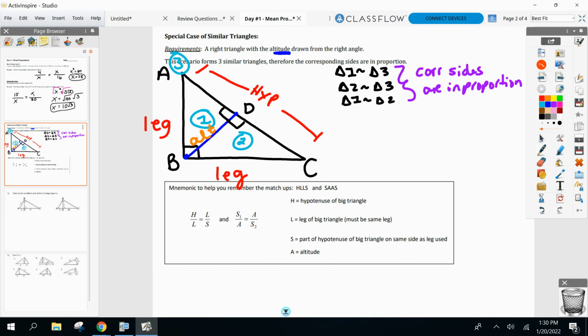And the only other two parts I want to look at is when I drew my altitude in, I split the hypotenuse into two segments. They're not congruent, but I'm going to refer to those two as segments. Segment, segment.